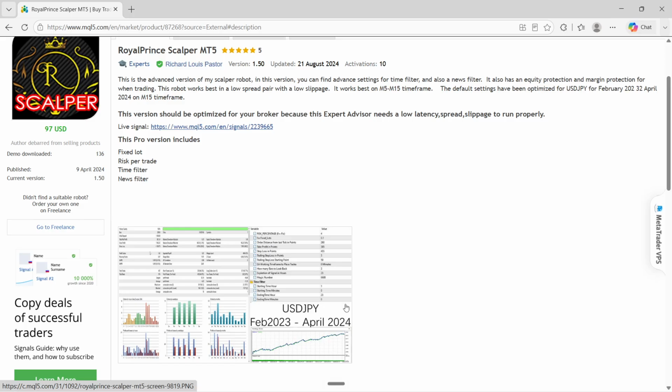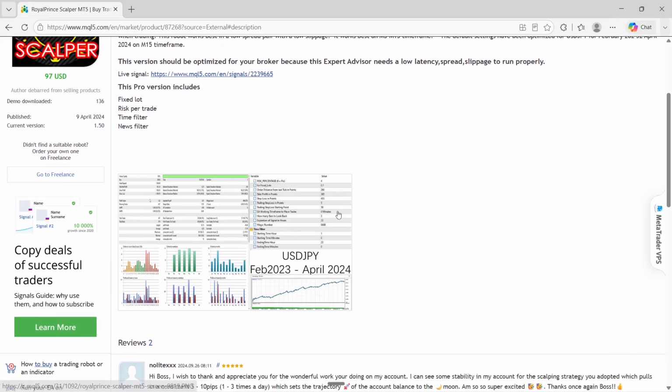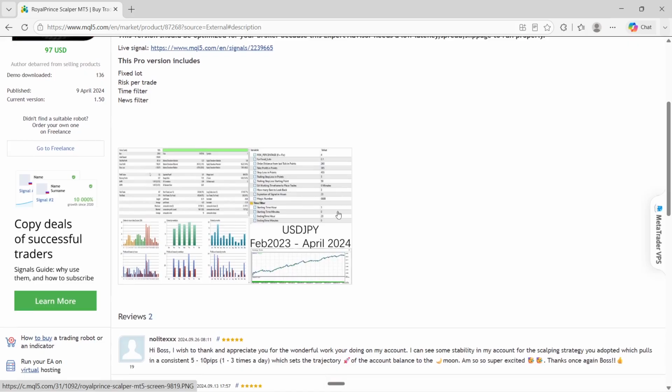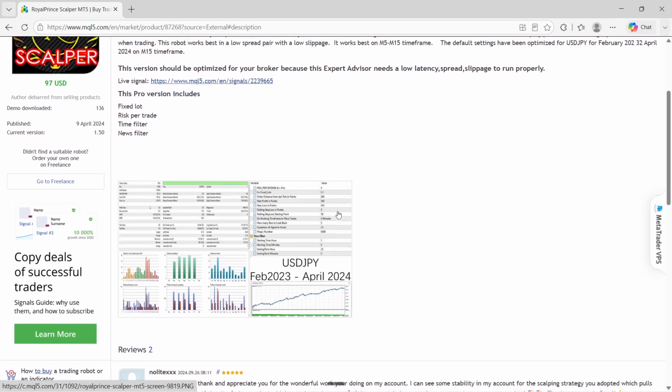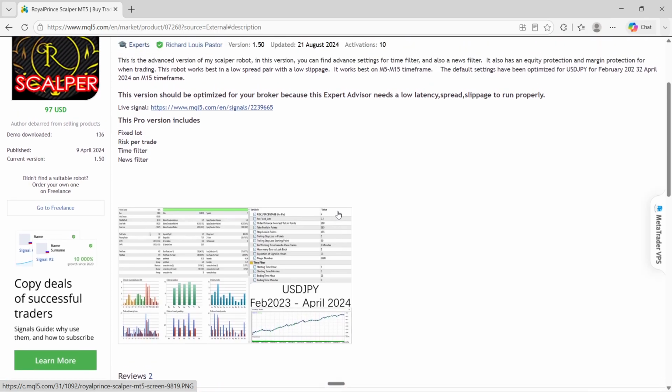Overall, RoyalPrince Scalper EA adds useful time, news, equity, and margin protections to a scalping approach. Its success still depends heavily on broker conditions and proper optimization. Thorough testing on your own setup is essential. Always trade with money you can afford to lose.